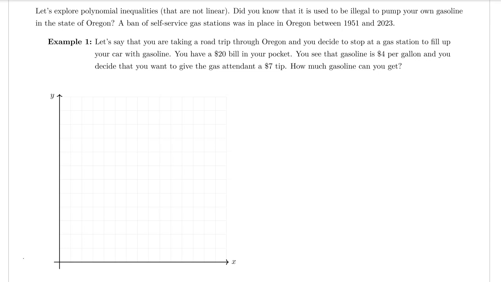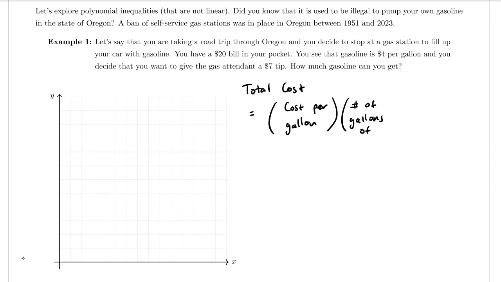So let's first come up with an expression to represent our total cost. Our total cost is going to equal the cost per gallon times the number of gallons you purchase, and then we have to account for the tip, so we're going to add on the tip.